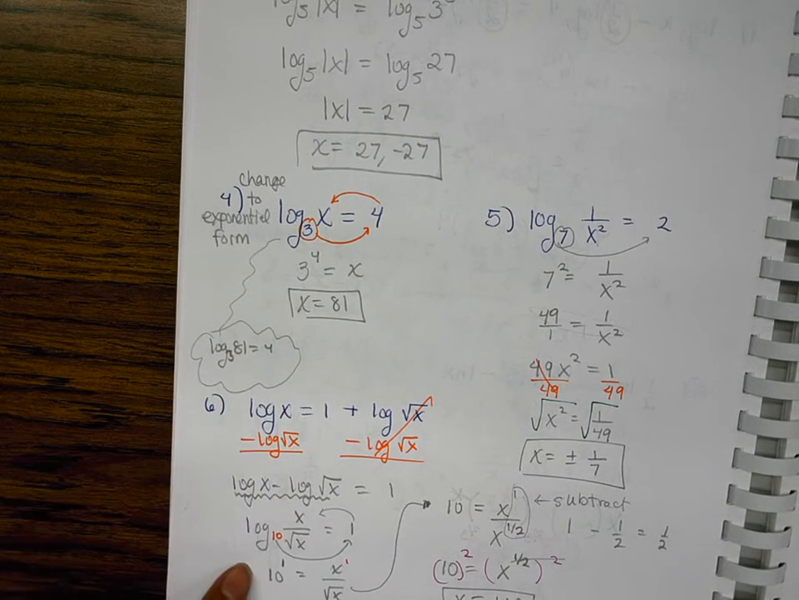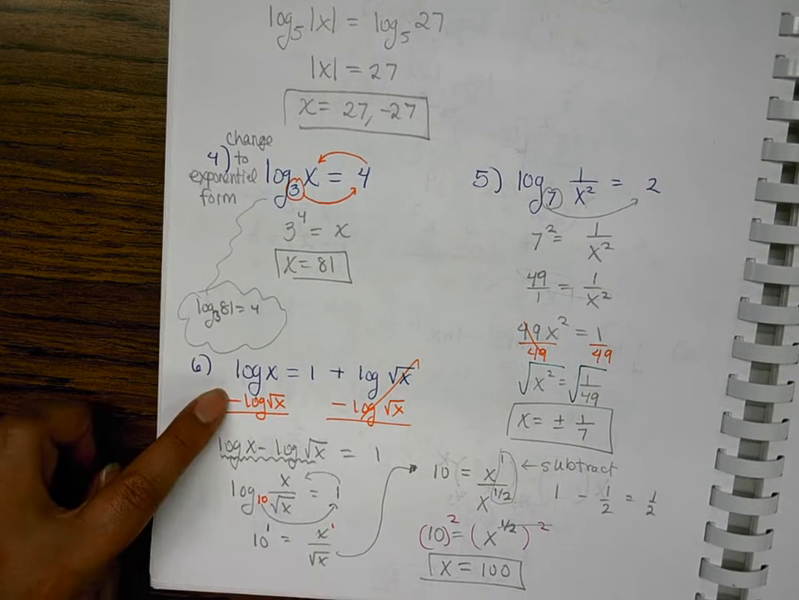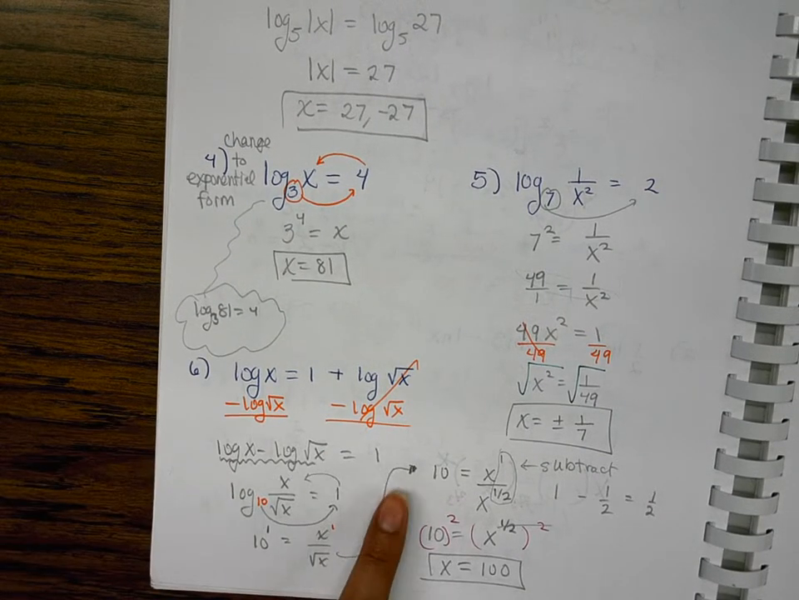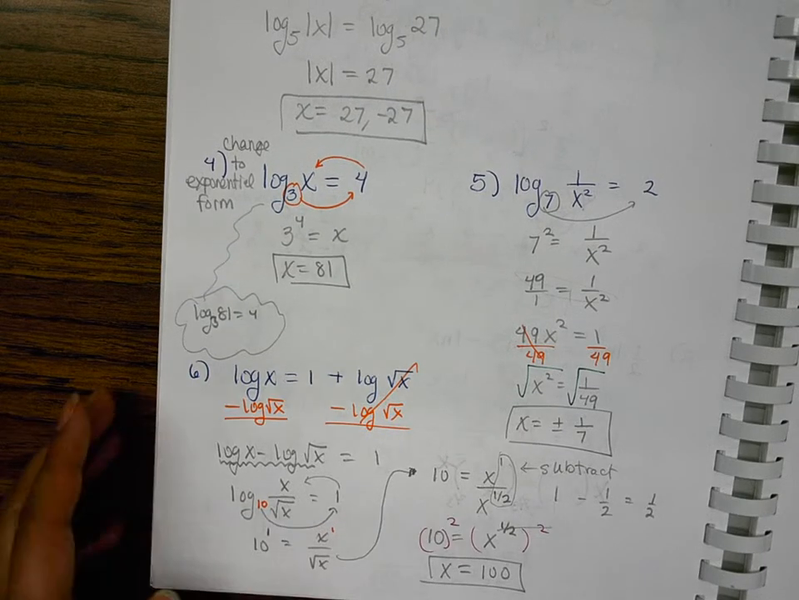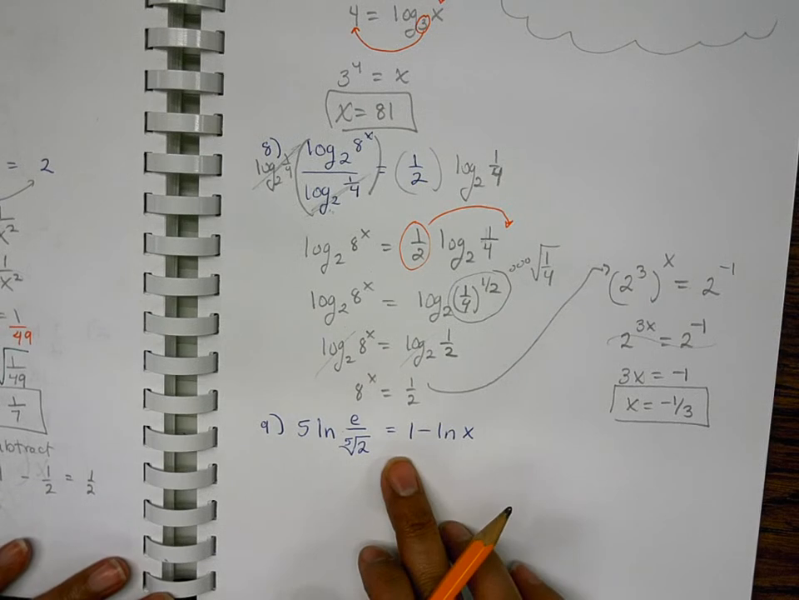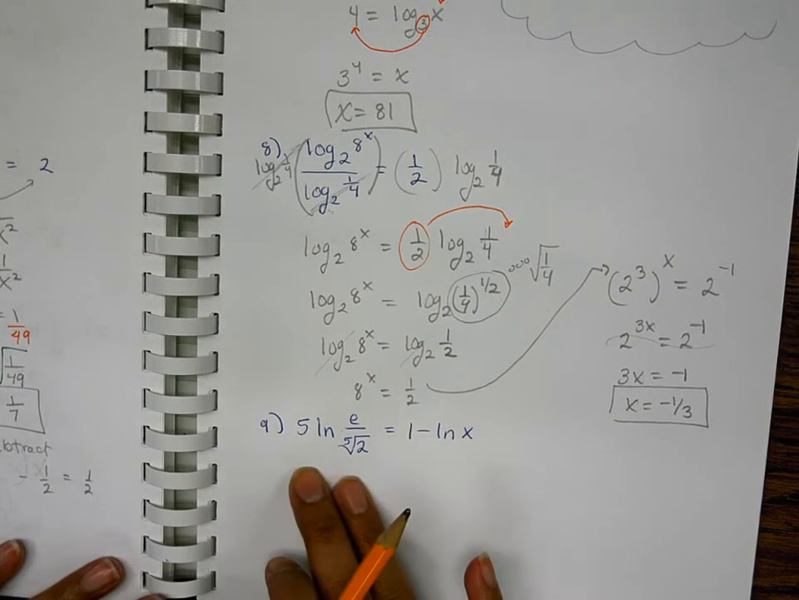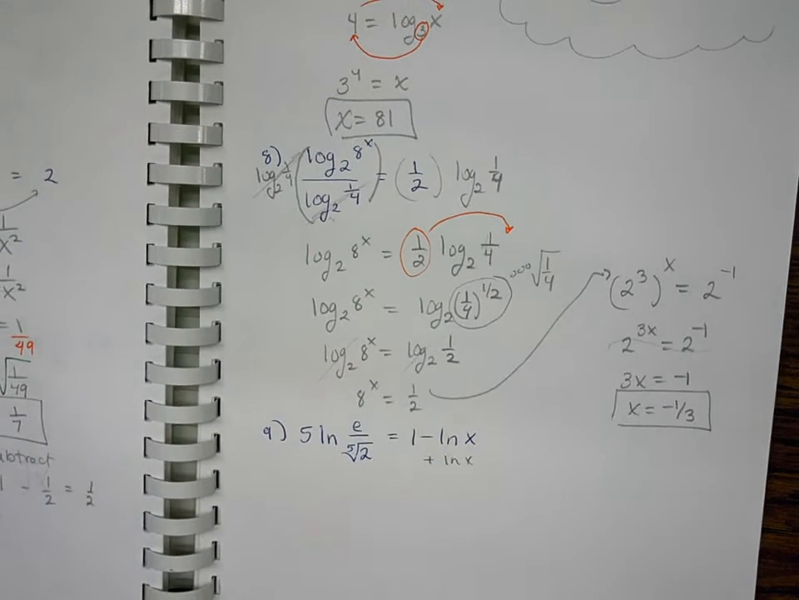Where I got the log to the other side so that I could then do the wraparound. Do you guys remember that one? It was number 6. I got the log to the other side. It equaled 1. And then I did 10 to the 1st power after I condensed. Same exact thing I'm going to do here. I'm going to leave that one there, and I'm going to add the ln of x to the other side.